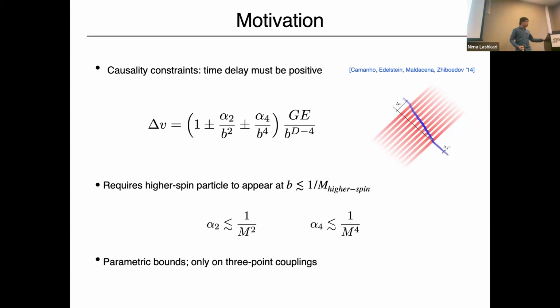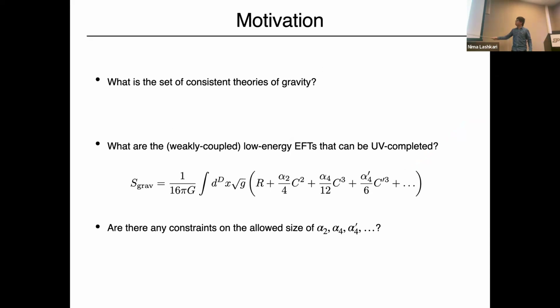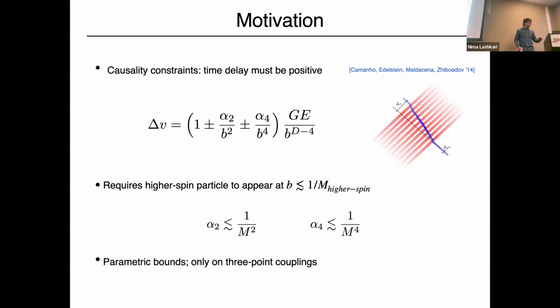On the other hand, you can show, using this low energy action, that the time delay schematically takes this form, where B is the impact parameter of the scattering. The plus and minus depends on the choice of polarization of your graviton. If you stare at this, you'll see that if B is small enough, it seems like delta V can be negative, which violates causality. And so that seems to be a problem.